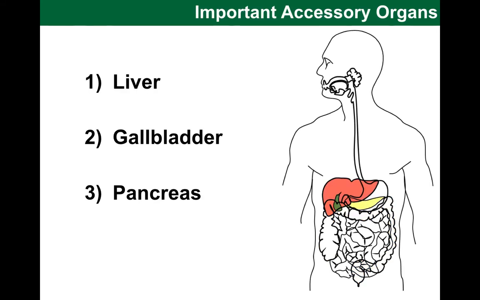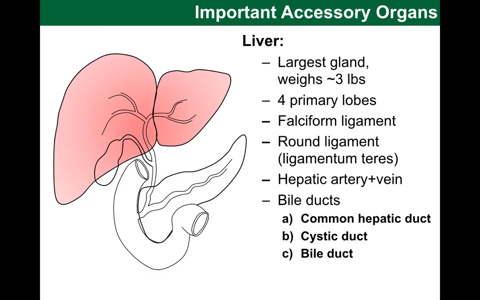So, now it's time for us to look at 3 important accessory organs: liver, gallbladder, and pancreas. We will talk about each of these and relate their function to the digestive processes. Let's start with the liver.